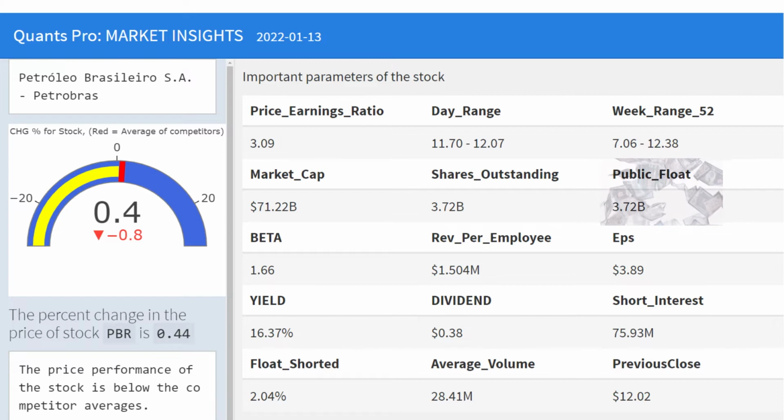Public float value is as in the table. Public float may refer to all the shares outstanding that can be publicly traded. The company's beta value is as in the table.